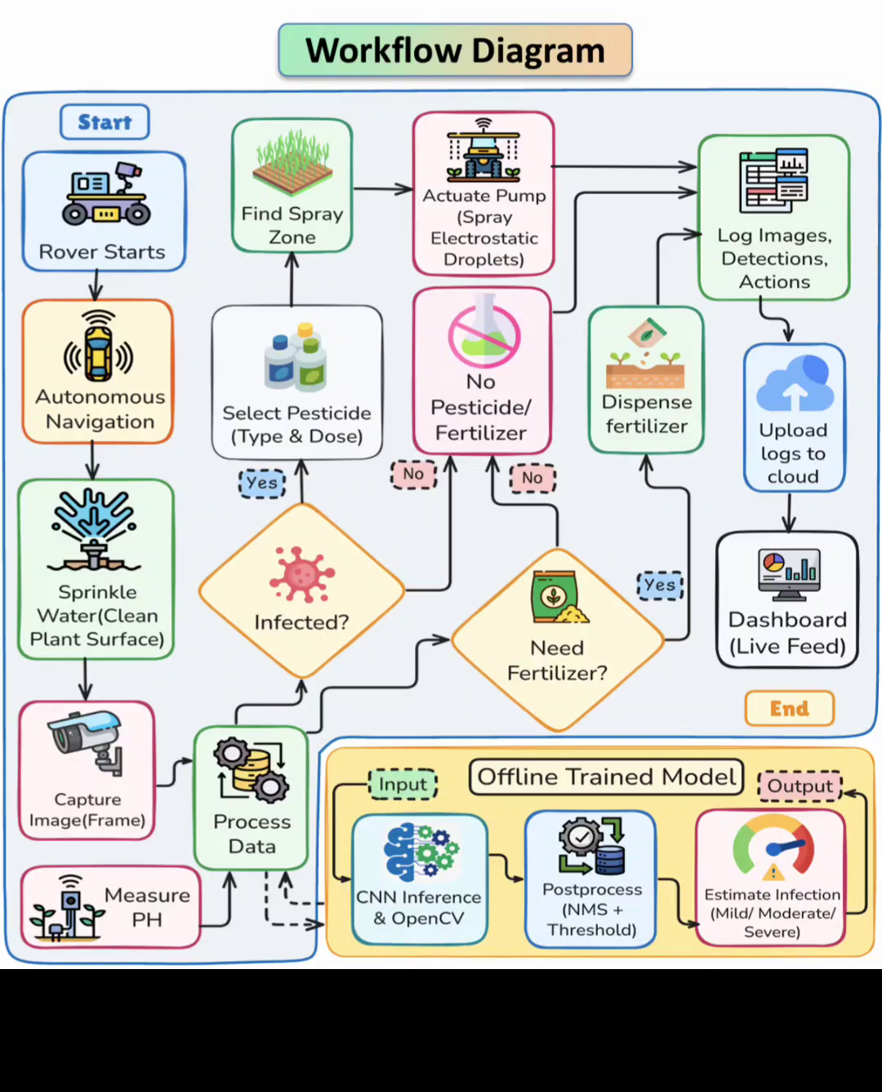If no infection is detected, then it will see whether fertilizer is needed or not with the help of the pH, which is measured using soil NPK sensors. And if fertilizer is needed, then it will dispense the fertilizer amount. All the data will be logged into our dashboard, which can be accessed by the farmer.